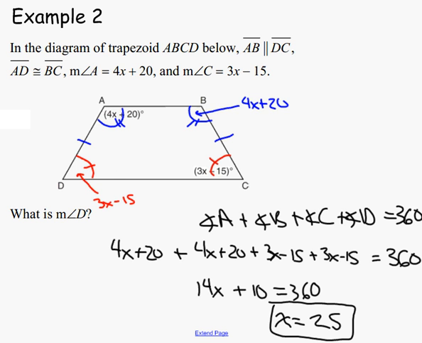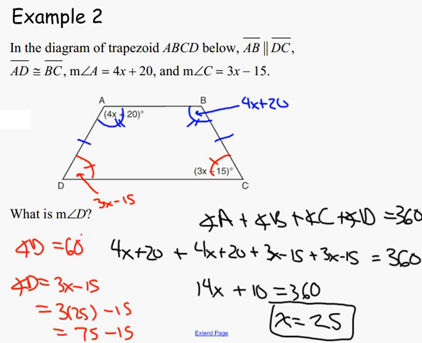If x equals 25, they want angle D. So angle D is equal to 3x minus 15. Substitute for x, you get 3 times 25. 3 times 25 is 75. 75 take away 15 is 60. So the answer is 60. Angle D is equal to 60 degrees.